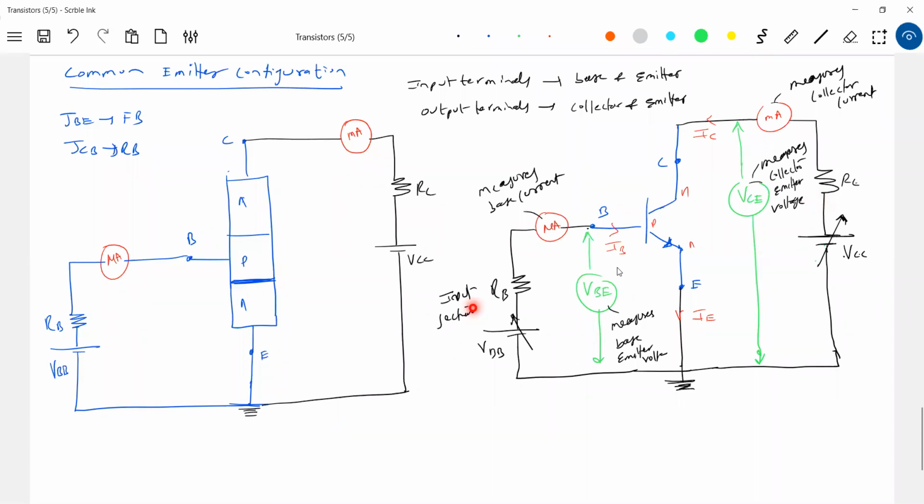Good to understand the basic diagram. Okay, now you need not bother, sir. I don't know anything about transistors. Good, nothing to do, because you know KCL, KVL, that is enough.